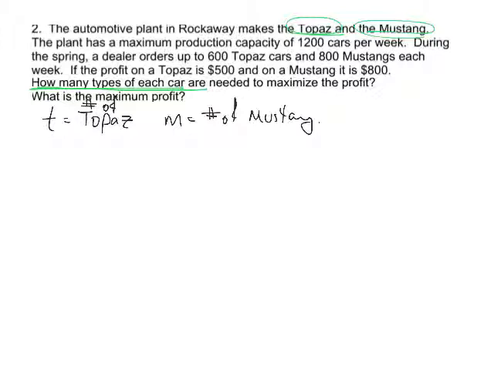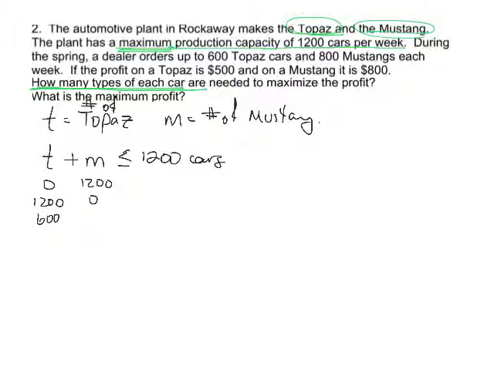Reading on through the problem itself, the plant has a maximum, that's a key word, maximum production capacity of 1,200 cars a week. It doesn't say 600 Topaz and 600 Mustang, it says 1,200 cars. So according to this, the plant doesn't care. They are going to make some number of Topaz along with some number of Mustangs, and it is going to max out at 1,200 cars. So they could make 0 Topaz and 1,200 Mustangs, they could make 1,200 Topaz and 0 Mustangs, they could make 600 and 600, they could make 300 and 900. Really doesn't make any difference, but you should have the idea that that will create a line.